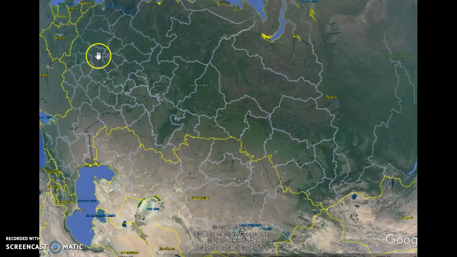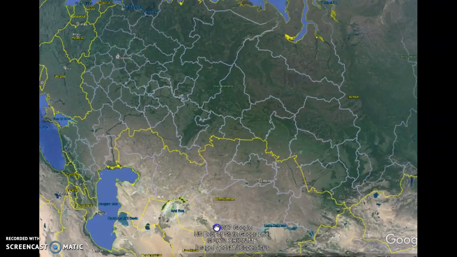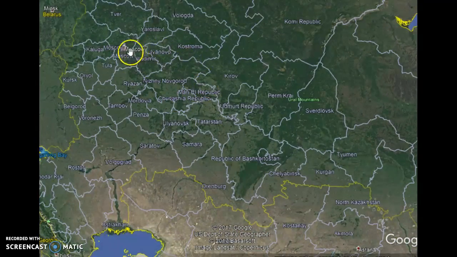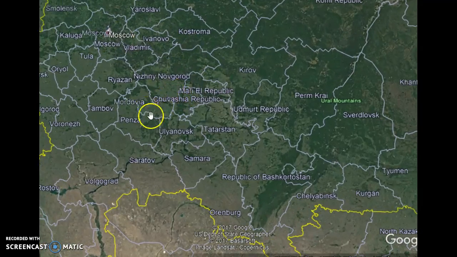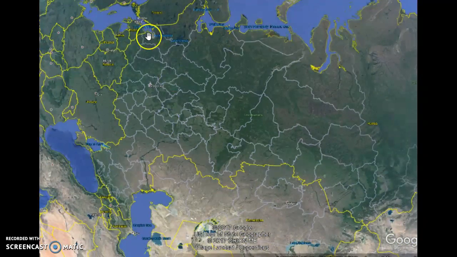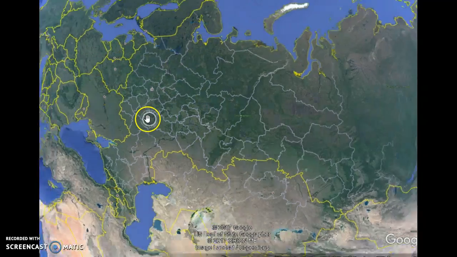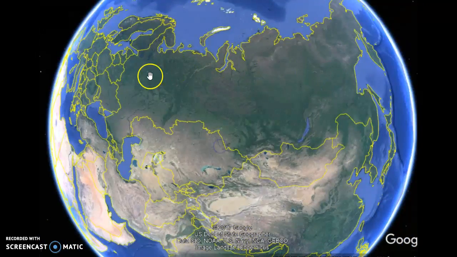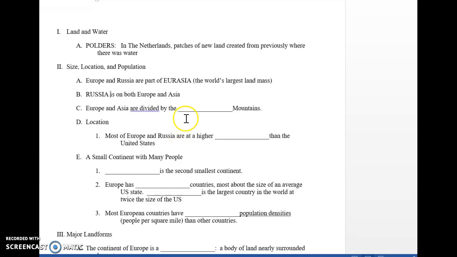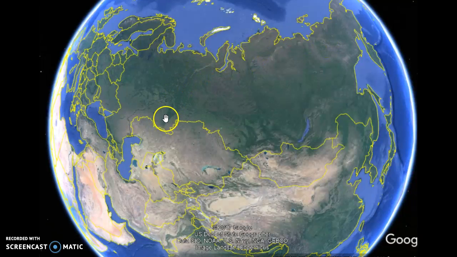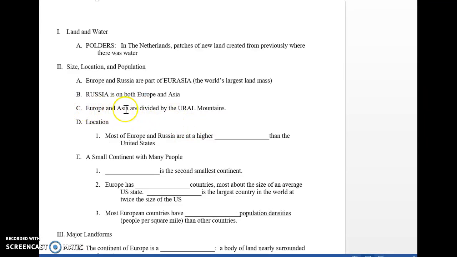Whereas if you come over here, you see all of these different little states that they have. This is where the largest cities are. You have Moscow, you're going to have Kiev, Stalingrad, all of those cities will be over here. So Russia, largest country in the world, part of it's in Europe, part of it's in Asia. Europe and Asia are divided by the Ural Mountains. Those mountains are right here. That's the division between Europe and Asia, the Ural Mountains.